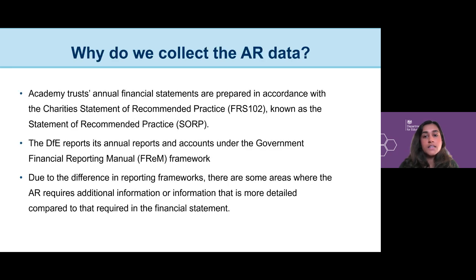So why do we collect the data? Academy Trust's annual financial statements are prepared in accordance with the Charity Statement of Recommended Practice. The DFE reports its annual report and accounts under the Government Financial Reporting Manual Framework. Since the Academy Trust's financial statements are prepared under different reporting frameworks to the accounts returns needed for the Academy's sector annual report and accounts, there are some areas where the accounts return requires additional information or information that is more detailed compared to that required in the financial statements. Next slide, please.